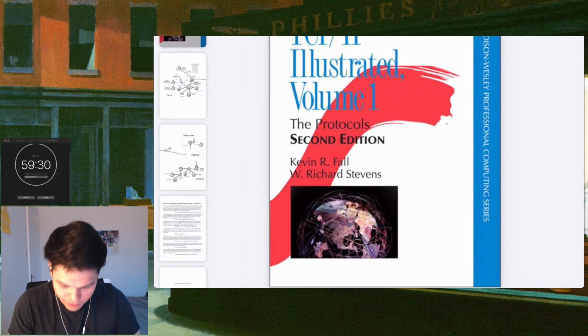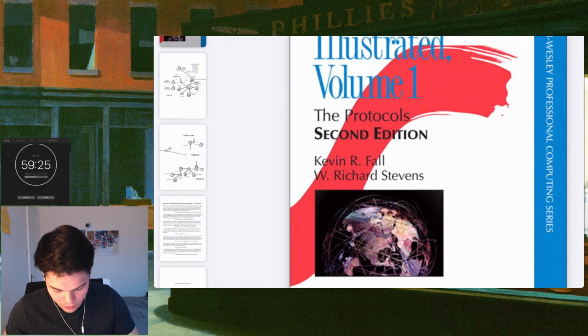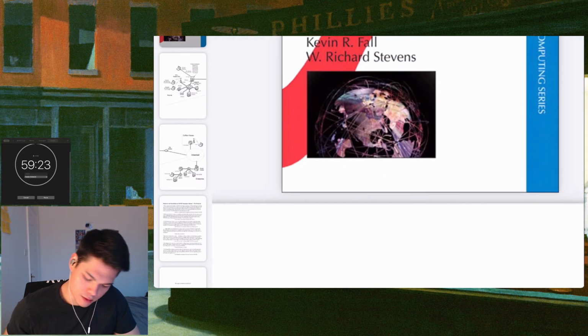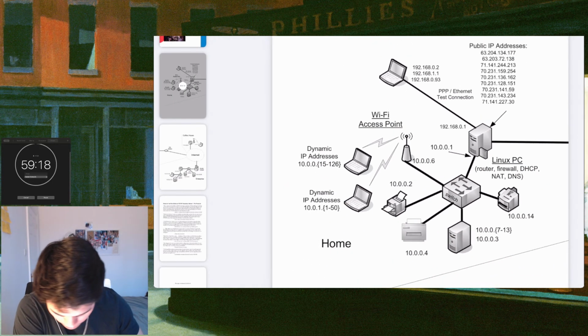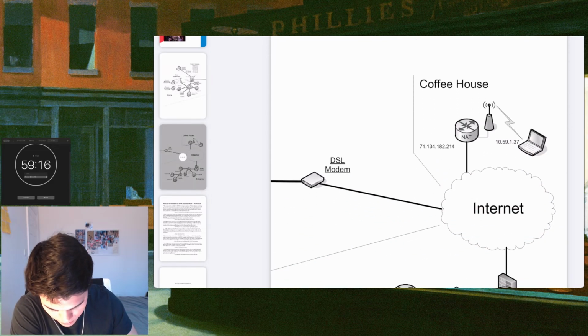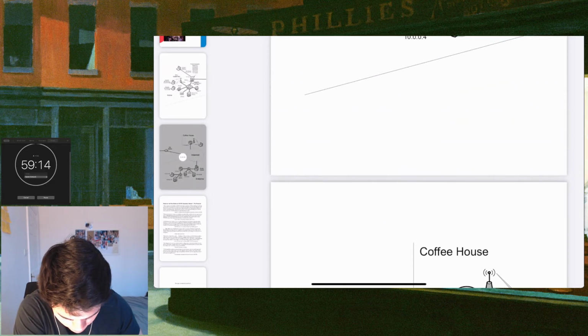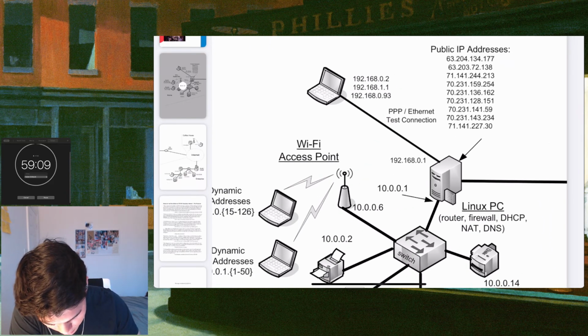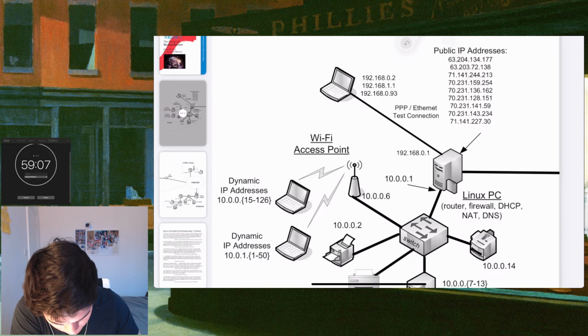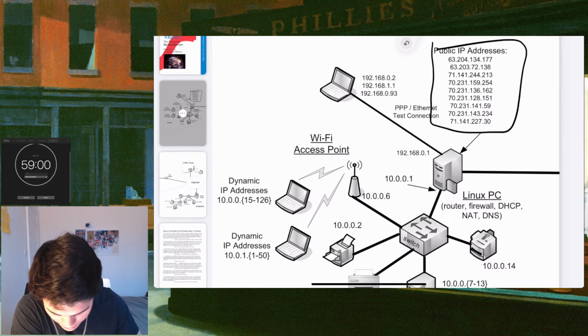TCP/IP Illustrated, Volume 1, talking about the protocols, the second edition by Kevin R. Fall with Richard Stevens. Interesting. Cool. So this is obviously split into two photos. From your modem, you should get given a list of IP addresses, right? So you have a list of IP addresses which are attained from your ISP, right?